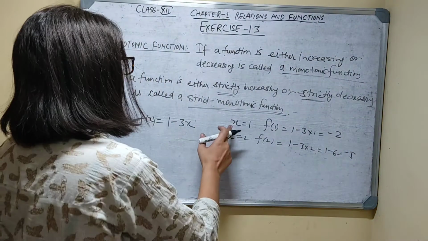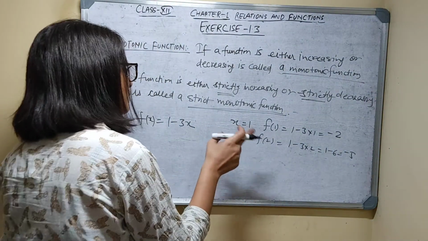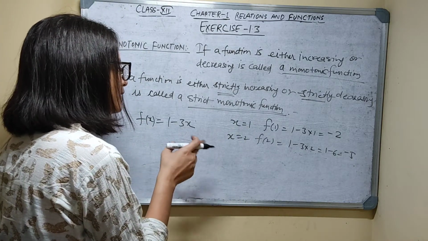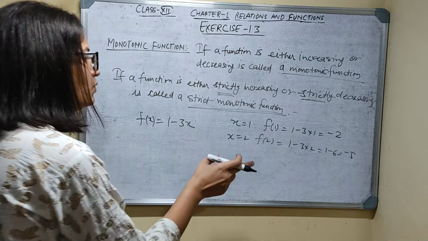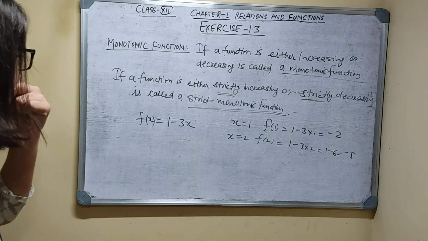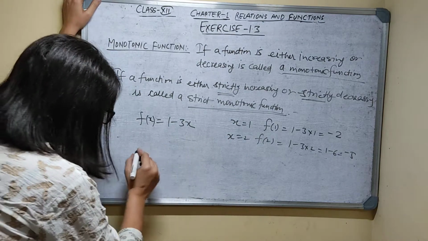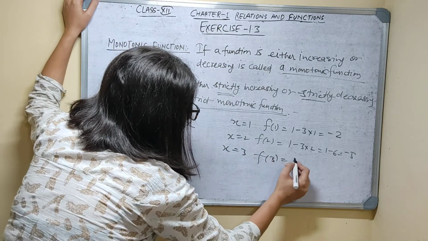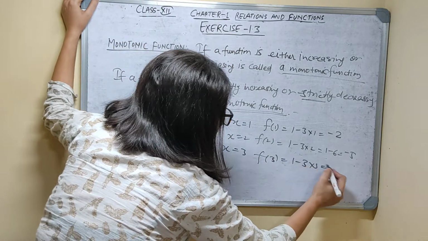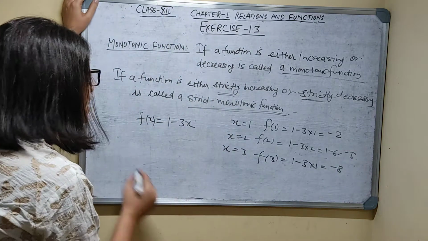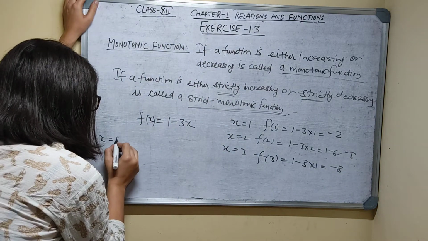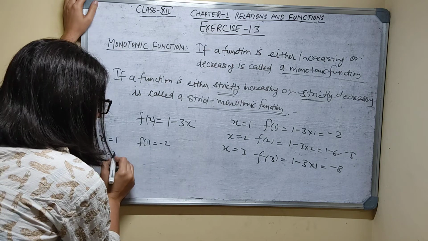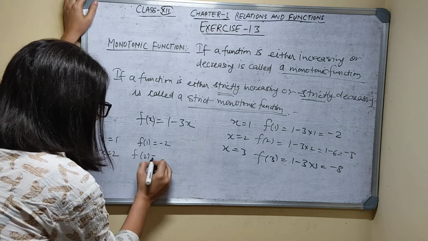1 minus 3x. So if you are putting 1, you are getting 1 minus 3 into 1. X is equal to 2, so 1 minus 3 into 2, that is minus 5. Here x is equal to 3, if I put, you will get f of 3 is equal to 1 minus 3 into 3, that is 1 minus 9, that is minus 8. X is equal to 1, f of 1 is equal to minus 2. X is equal to 2, f of 2 is equal to minus 5.